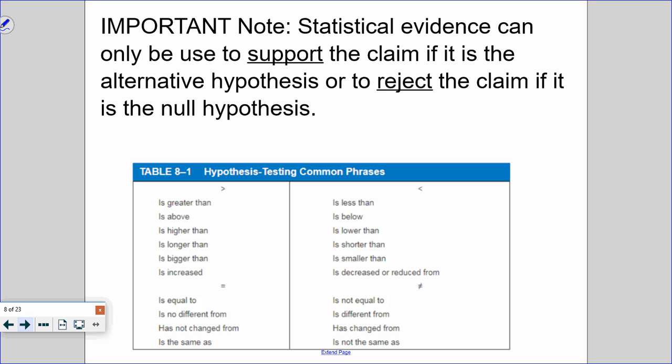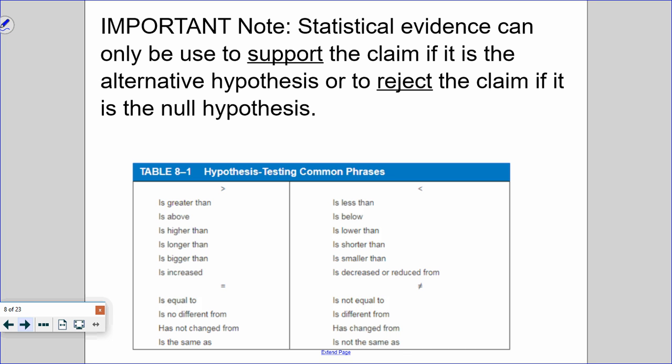The statistical evidence can only be used to support the claim if it is in the alternative hypothesis, or to reject the claim if it is the null hypothesis. So that can get confusing. So I'm going to explain that a few times, most likely every day, because we'll talk about it every time we do a hypothesis test, okay?